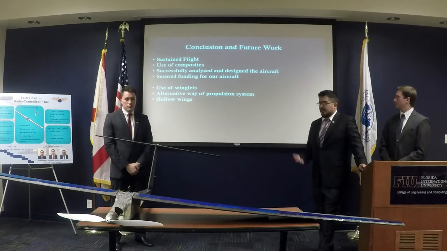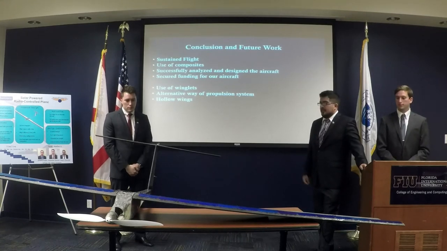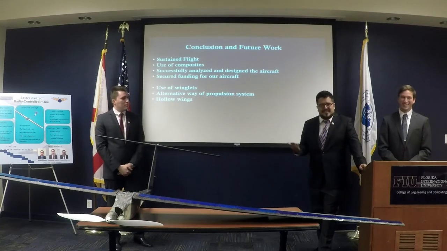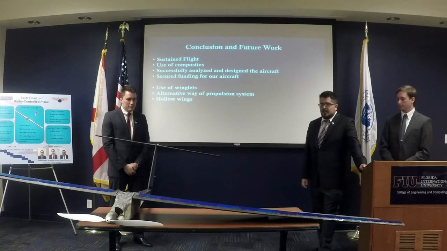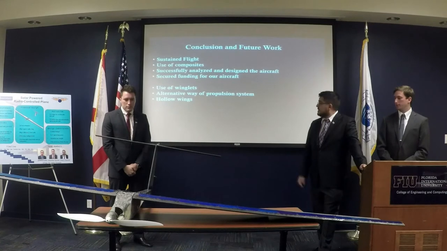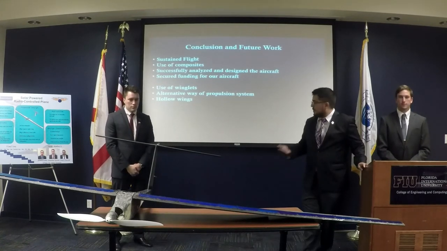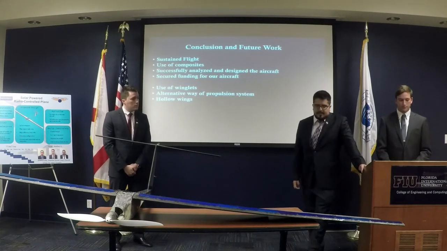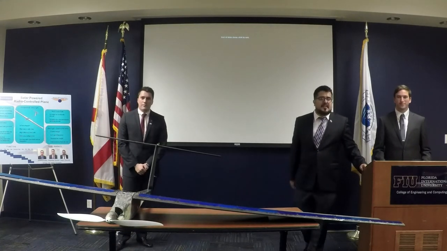We used composites. We learned about composites, how to lay them up. And we successfully analyzed and designed the aircraft. We secured funding for this aircraft. It took a very long time to find $5,000 to be able to complete this project. So we received the grant, and in future work, we plan on obviously flying the aircraft, and also we want to incorporate winglets. We also want to look at different ways of propulsion system. We're thinking about a compressor tank, and we want to also reduce the weight by maybe using hollow wings. And we want to open the floor for questions.